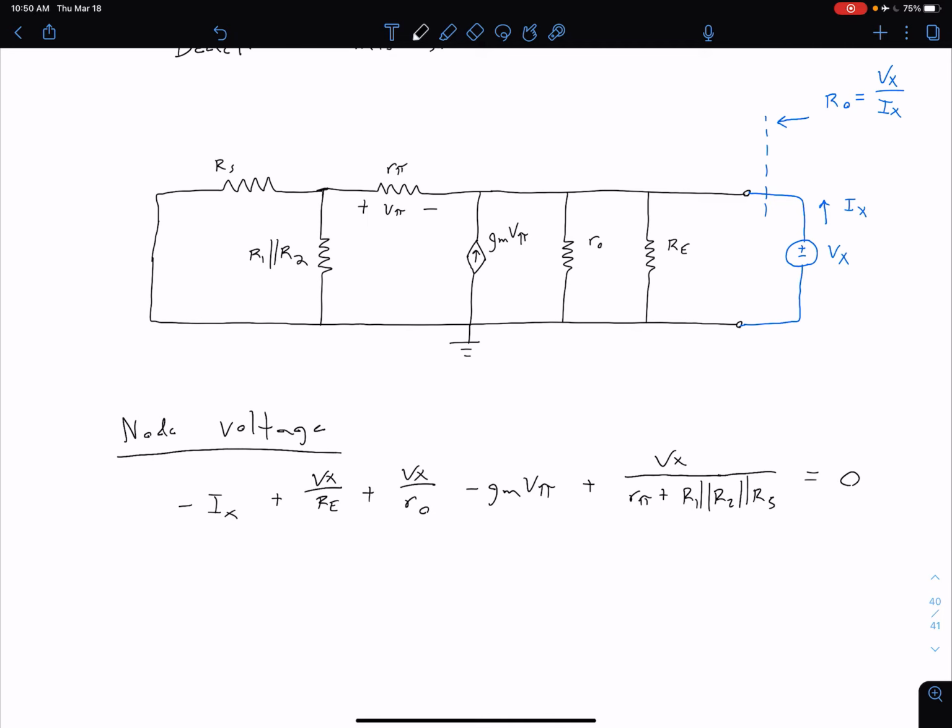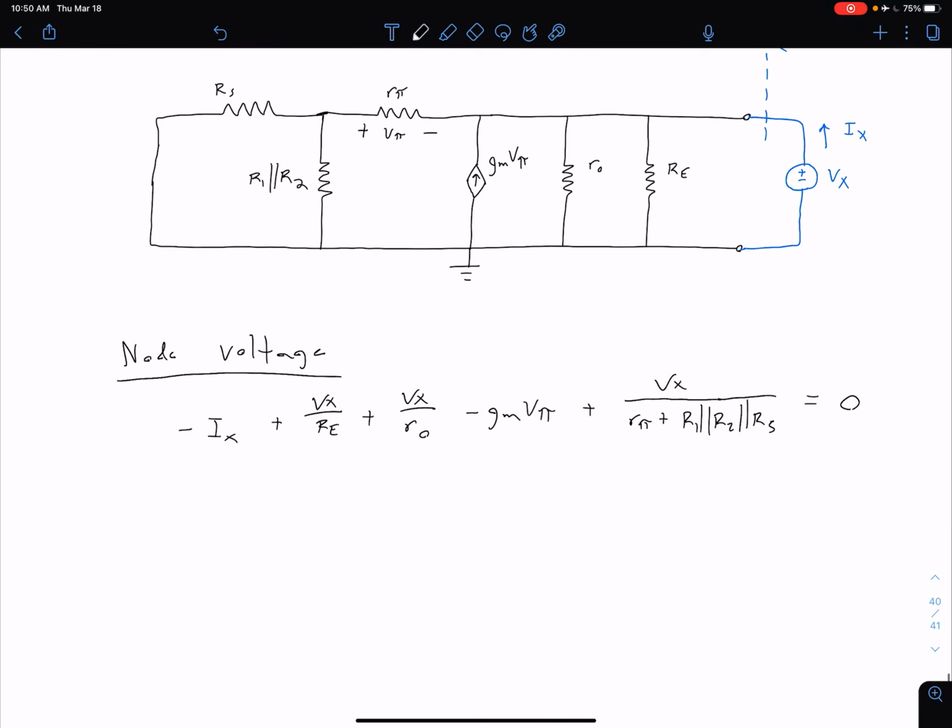We still need to relate our V pi to our Vx. We still have this V pi term in here, which we want to get rid of. So we need an additional equation to relate that V pi to Vx. The way we can do that is by using voltage division over here on this side.